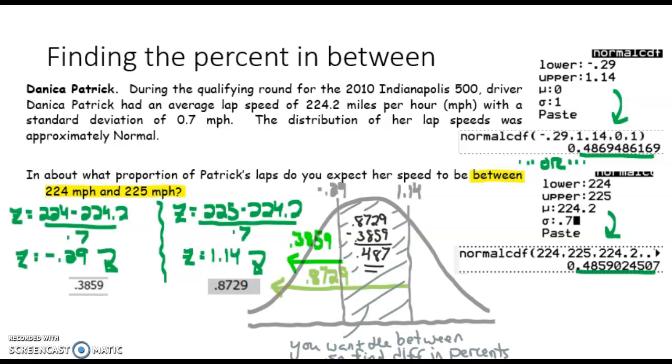All right, we are back with part B. We're going to go through the last slides. This should be a little shorter. Here we go. You're going to find the percent in between regions of the bell-shaped curve using technology.